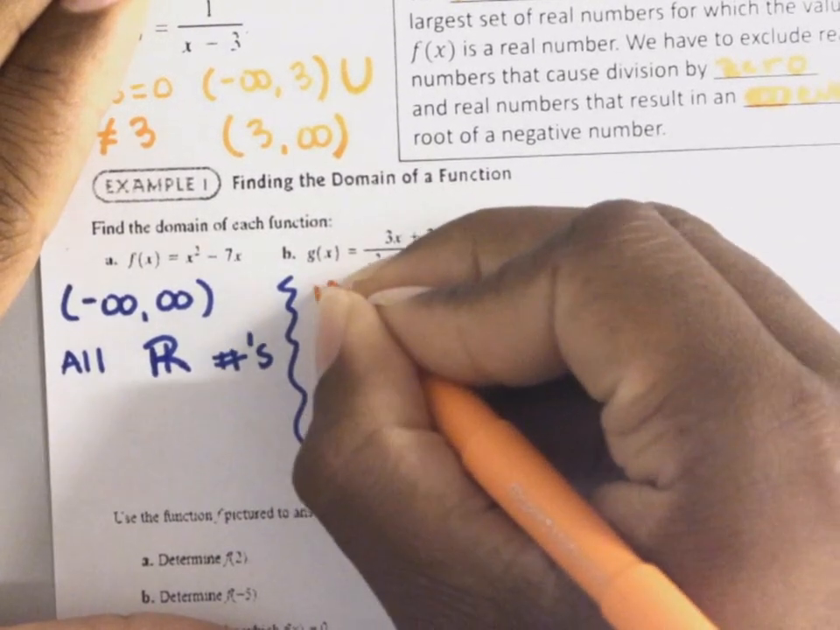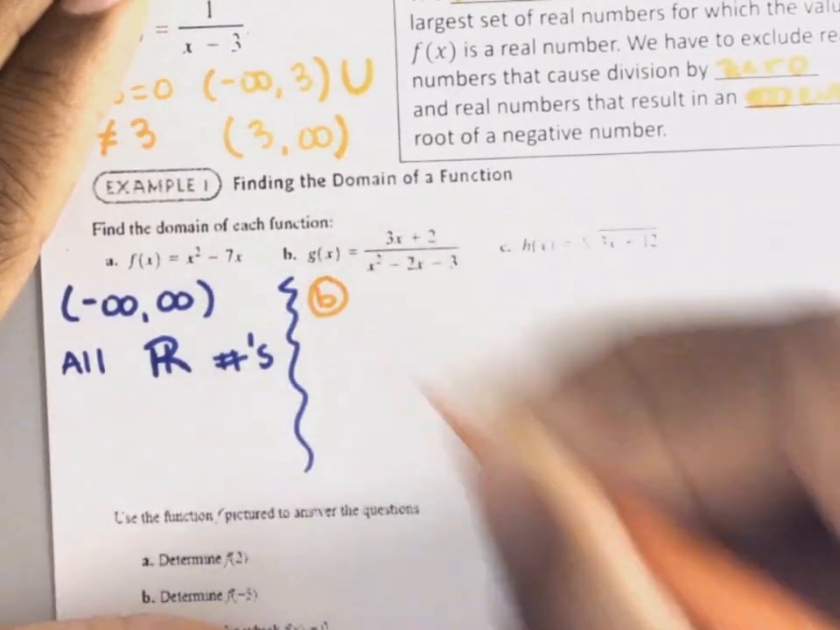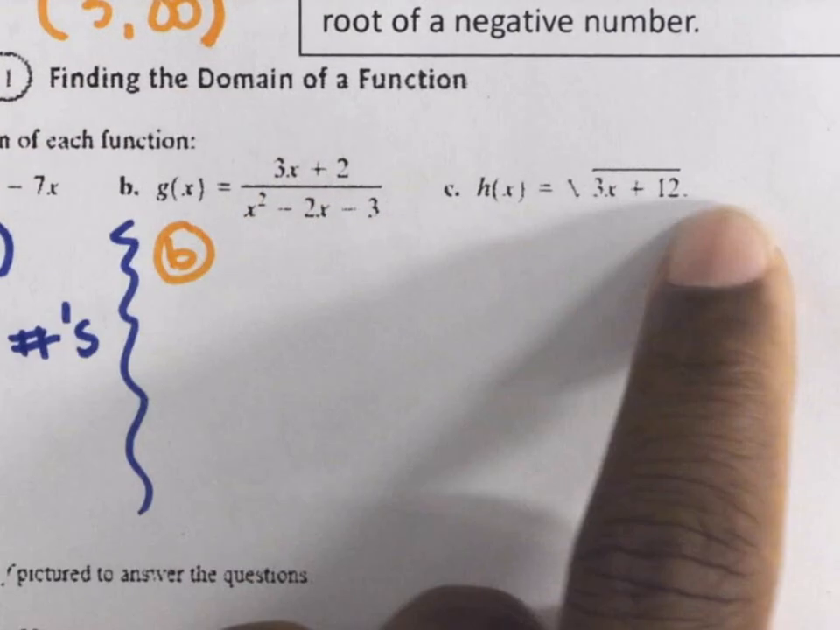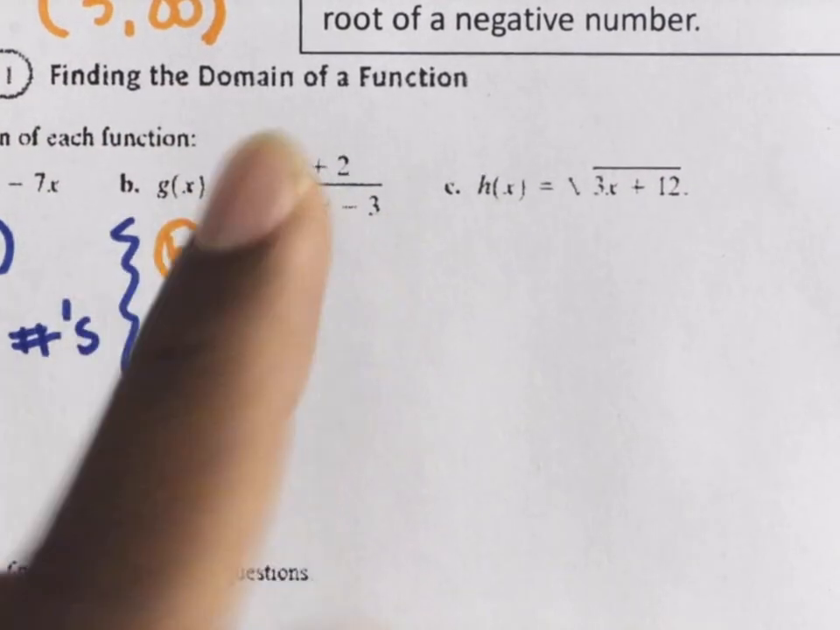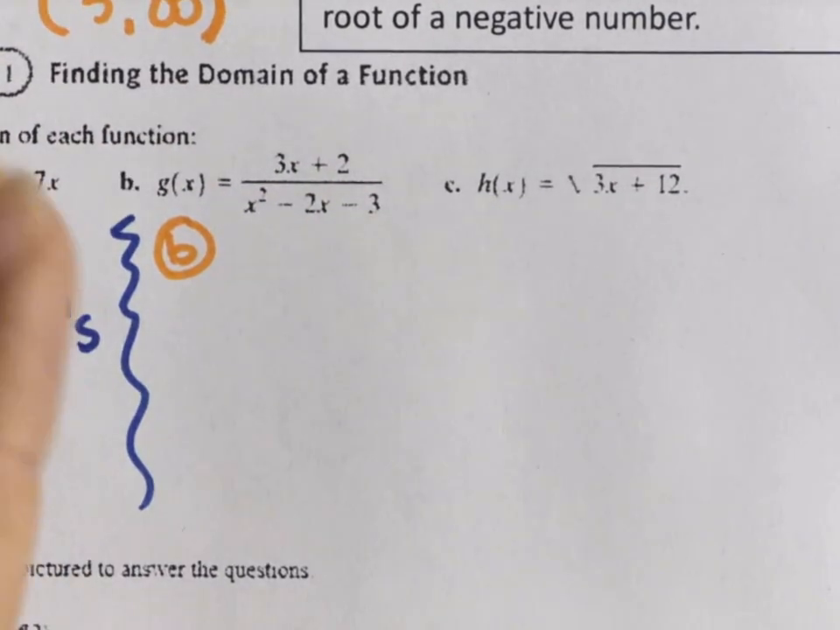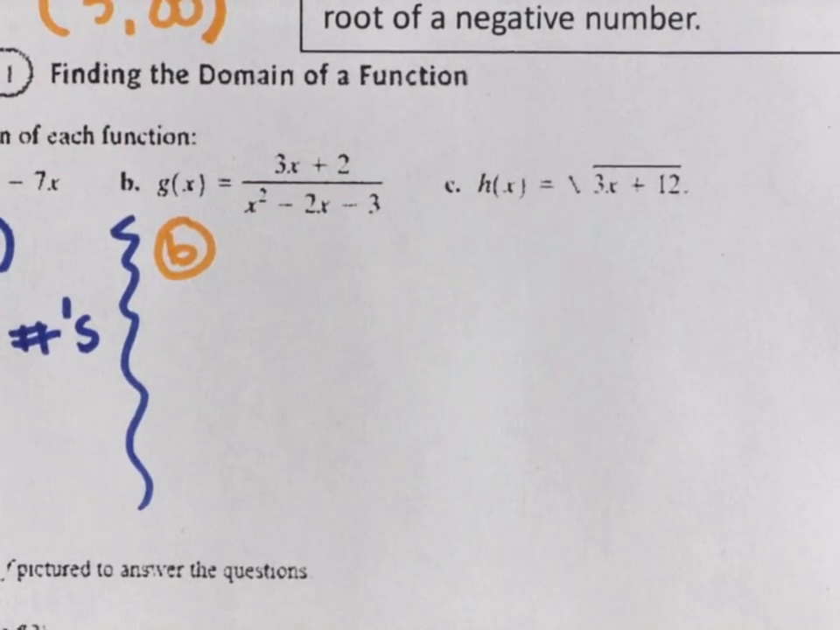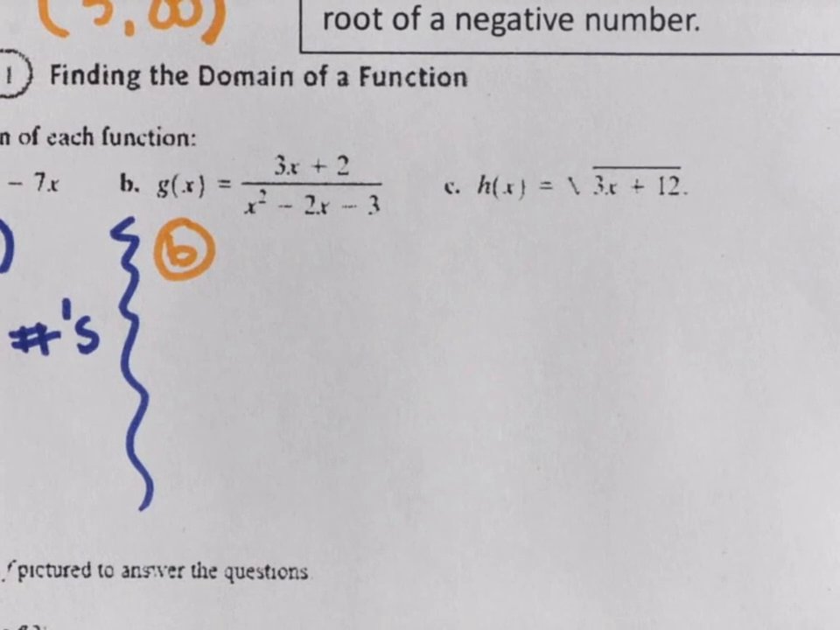As we go to B, do we have a radical? Meaning like a square root for B. On B? No, on C we do, but we're doing B. Do we have a fraction? Yes. We do. So the denominator can't come out to equal what number? 0.